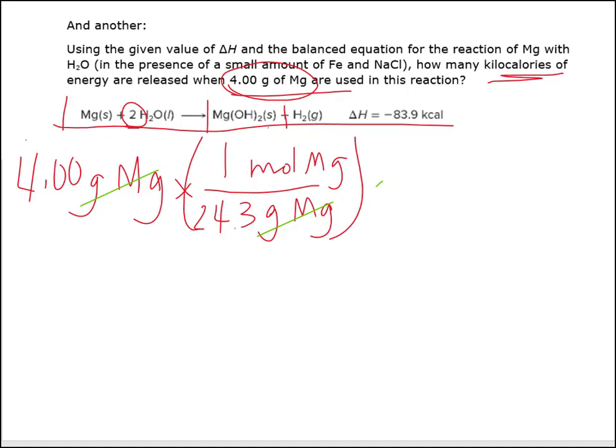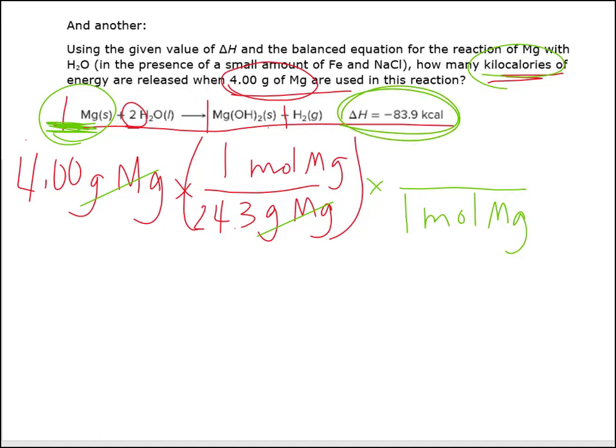Now I can do my next step. Once I have moles of magnesium, we want to get to kilocalories. So I'm going to say, okay, for every 1 mole of magnesium, according to my stoichiometric ratio, so what have I got? I've got 1 mole of magnesium, and it releases negative 83.9 kcals.